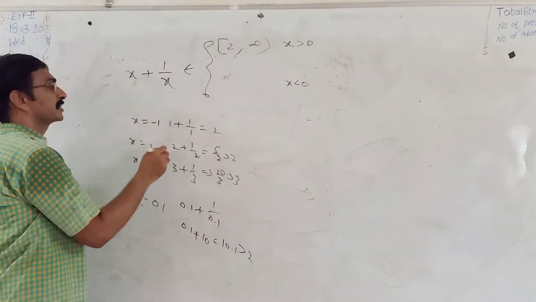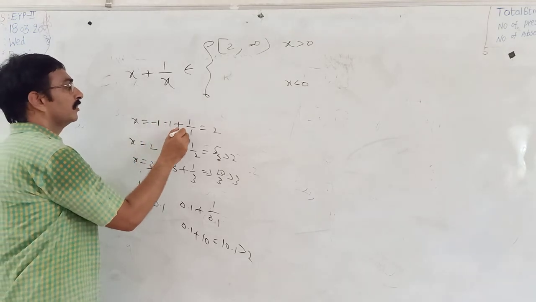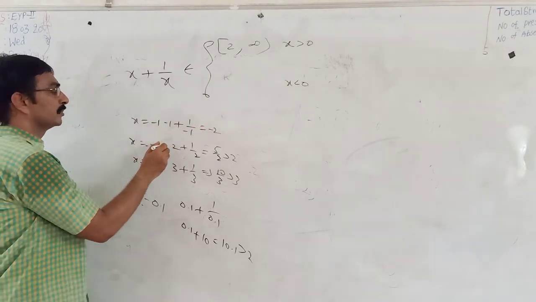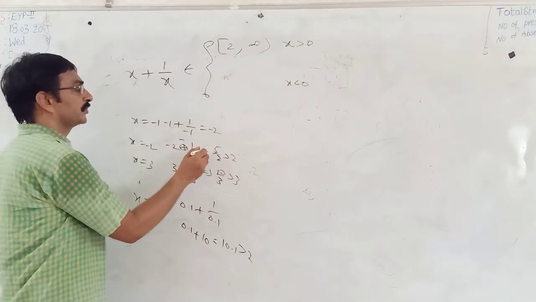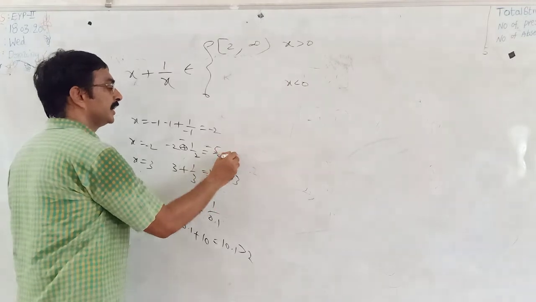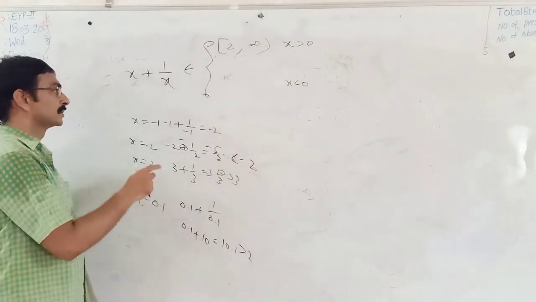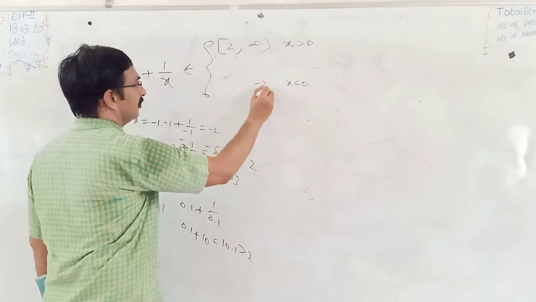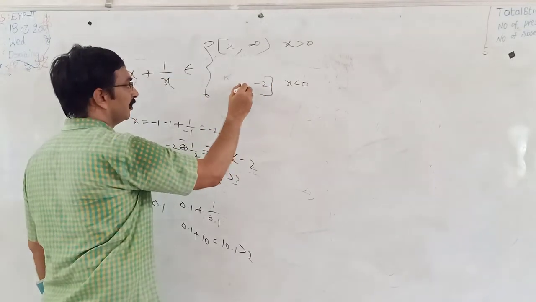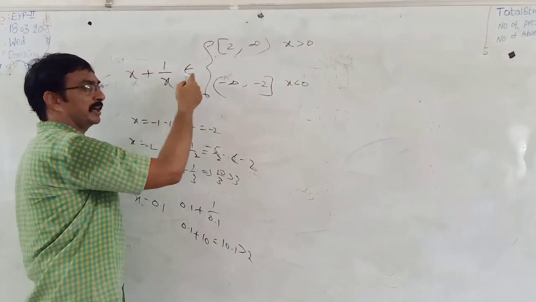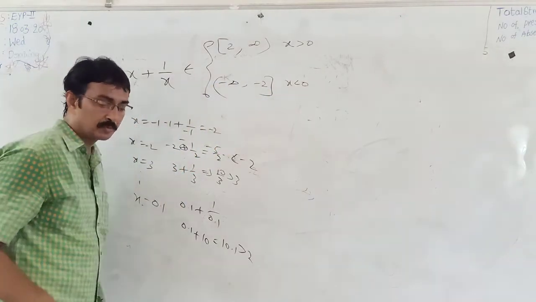Similarly, if x is less than 0, x is negative. When x is -1, -1 plus 1 by -1 is -2. When x is -2, -2 minus 1 by 2 is -5 by 2, which is less than -2. So, when x is negative, its maximum value is -2 and minimum value is -infinity: -2, -3, -4, -5, -6 and so on up to -infinity.